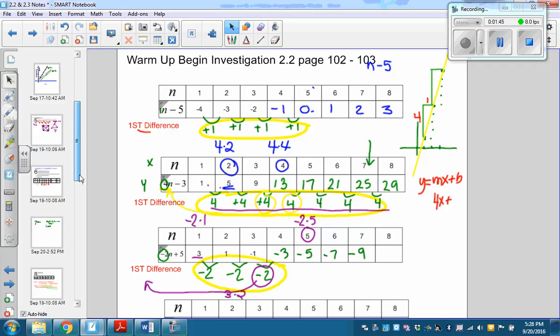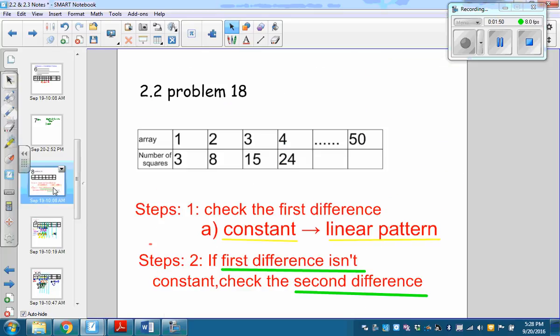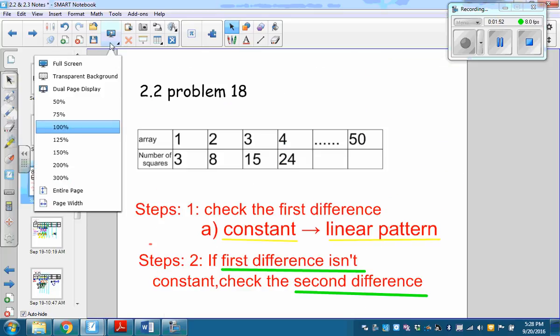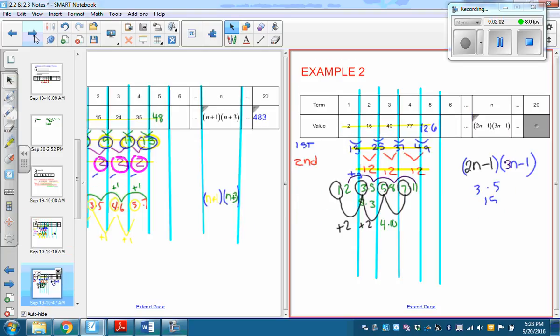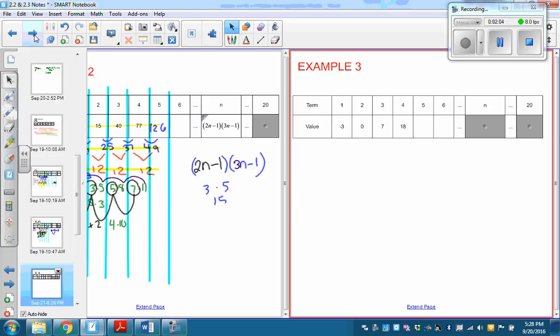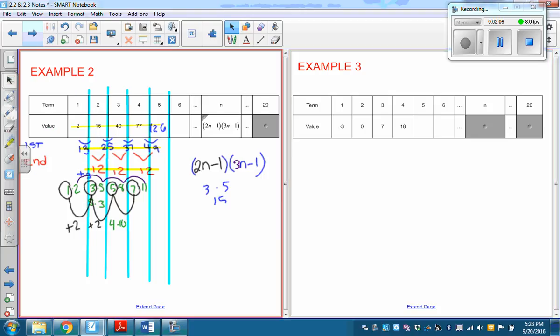But today we were in a more challenging problem set, and we are investigating when we don't have a first difference that's constant. And so we did 3 examples, example 1, 2, and 3. And even though we did example 3 in class, I thought it would help to go through it again for people that might be stuck.